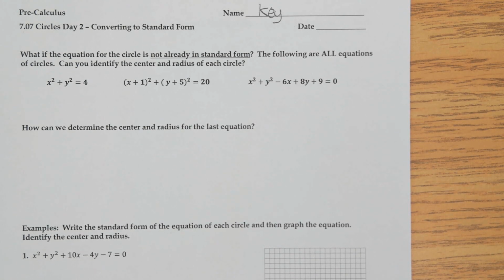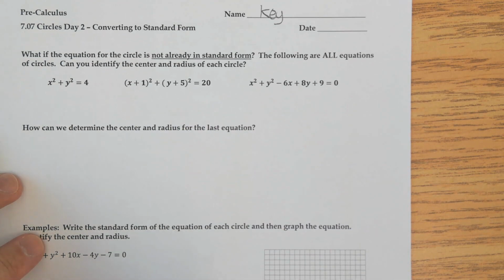All right, today's 7.07 circles day 2. Okay, we're going to be converting to standard form. So the first section says, what if the equation for the circle is not already in standard form? The following are all equations of circles. Can you identify the center and radius of each?